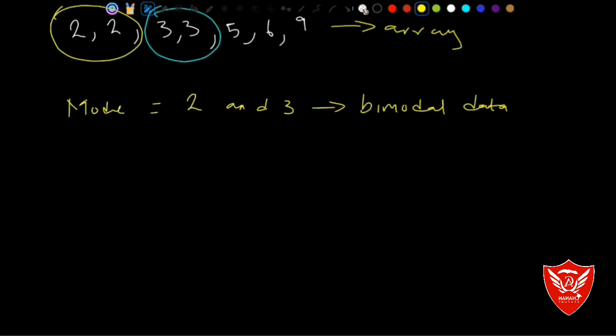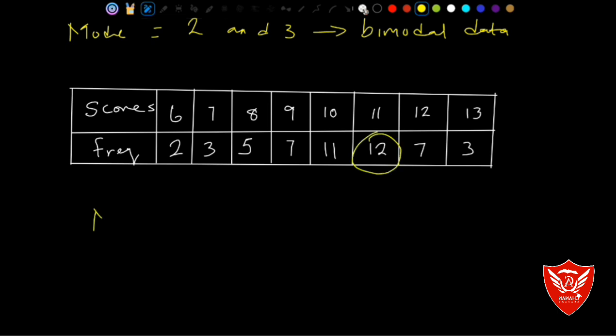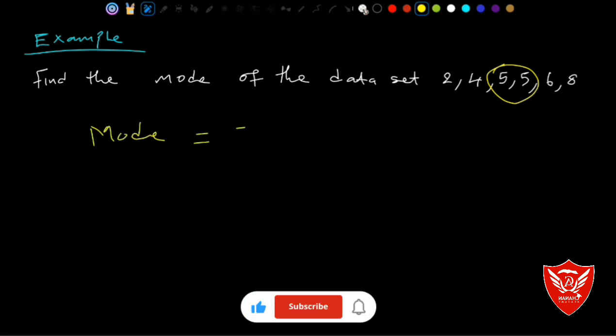And if we have a frequency table like this, the mode is the number with the highest frequency. And now if you look at this data properly, you realize that 12 has the highest frequency. So our mode is equal to 11. Okay? Let's take an example. The question says find the mode of the data set. Now, looking at the data set, you already know that the number that occurs most is 5. So it's simple. The mode is equal to 5.